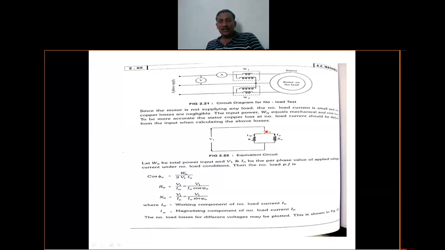The complete no load current is the resultant of I mu and IW. I naught is the resultant of I mu and IW. IW, the working component, is equal to I naught cos phi naught, and I mu is equal to I naught sin phi naught.